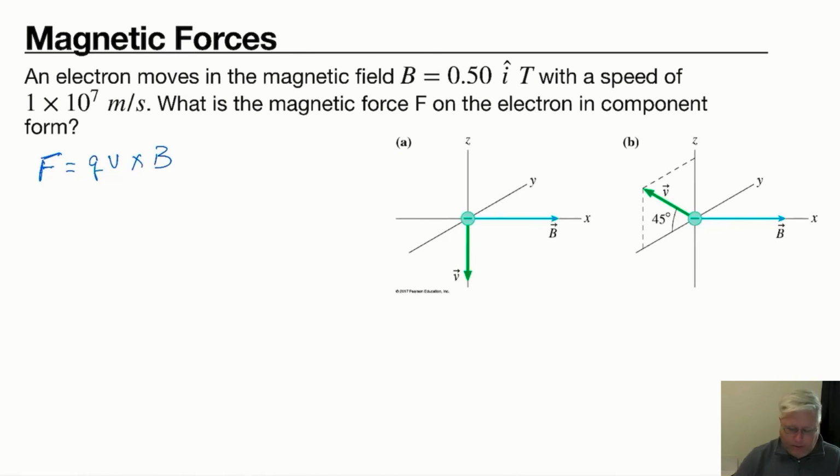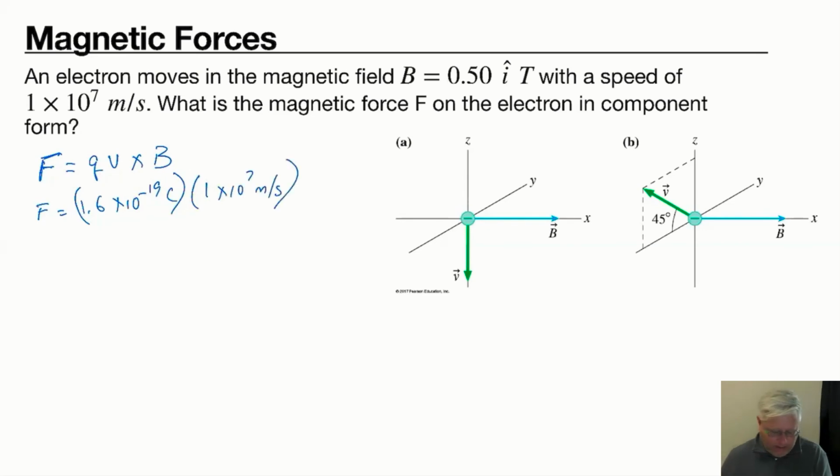All right, let's do the first part first. So QV cross B. We know the charge of an electron is 1.6 times 10 to the minus 19th coulombs, moving at a velocity of 1 times 10 to the 7th meters per second. Right, and then the cross product, when we do the cross product, it becomes QVB sine of the angle.